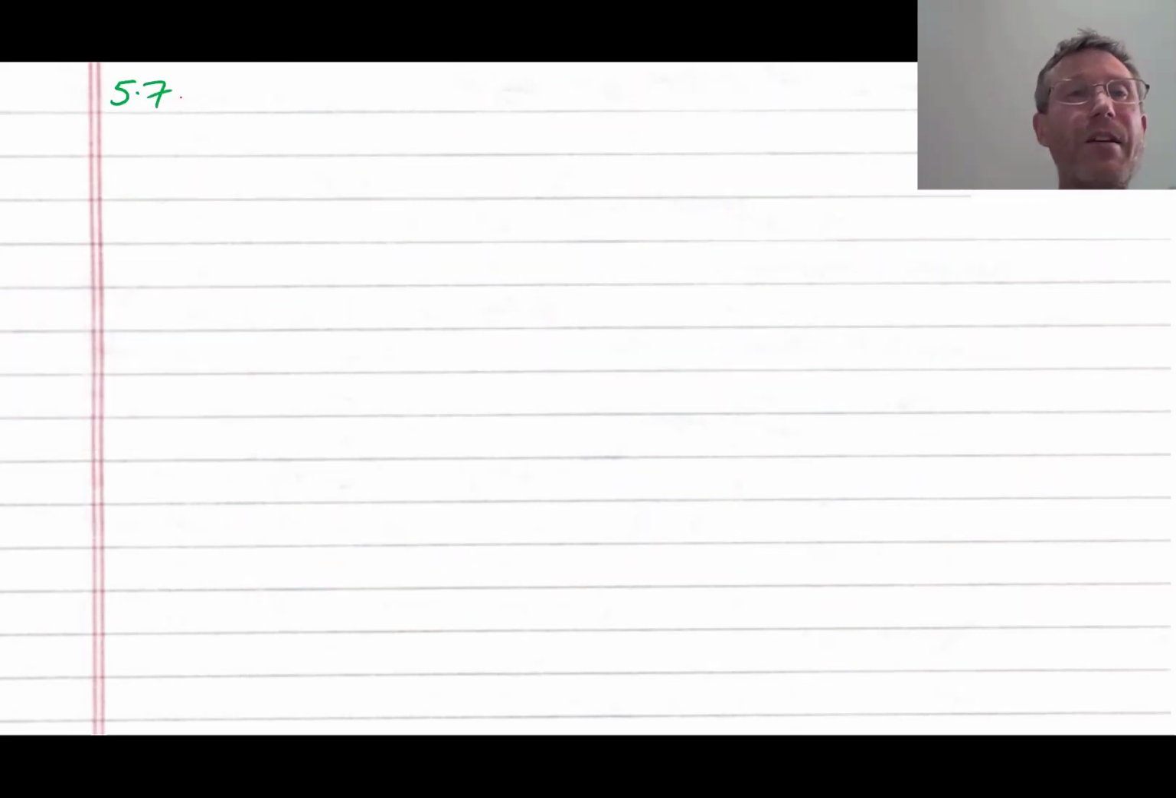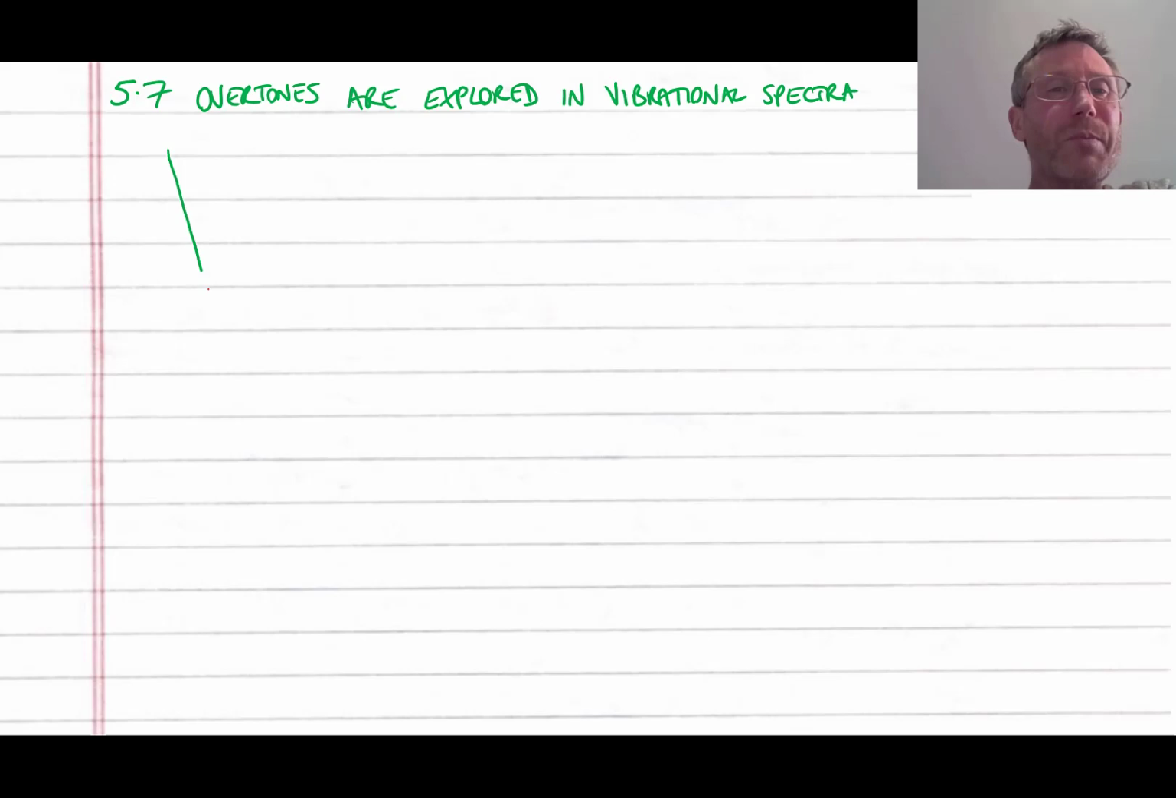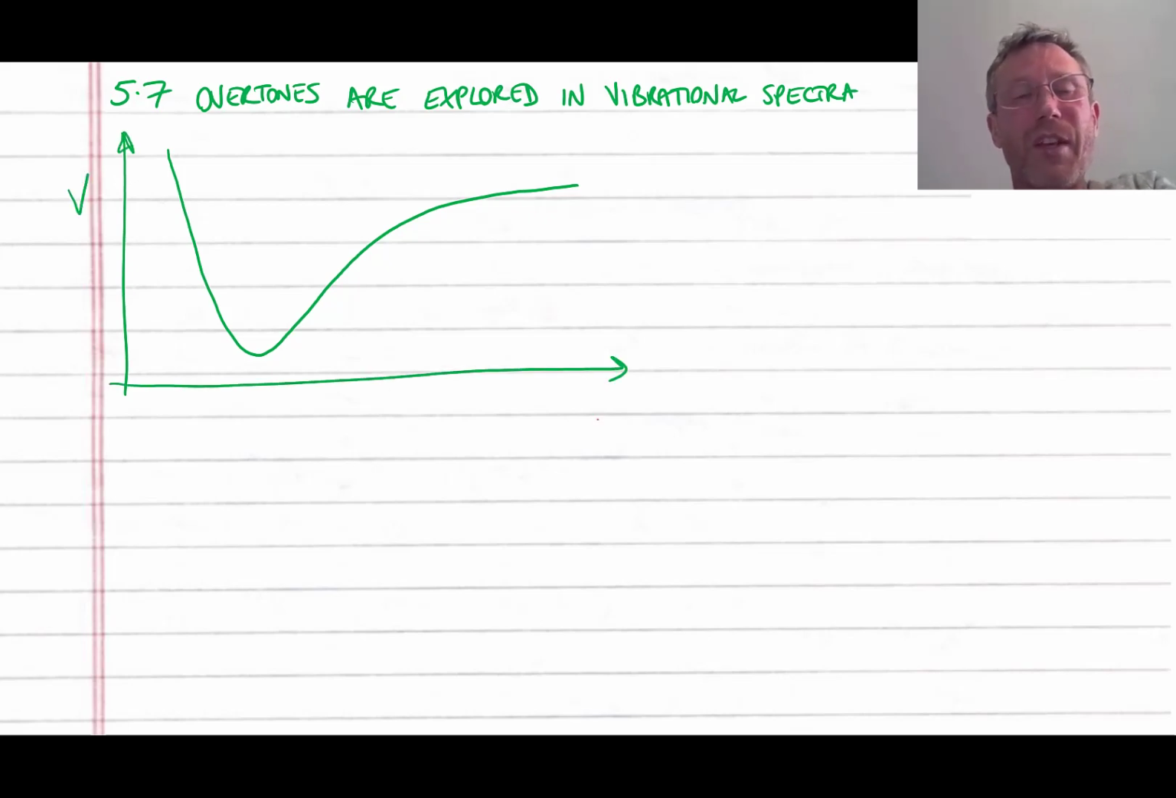Section 5.7. The title is Overtones are explored in vibrational spectra. So let me try and set this up a little bit. I mentioned earlier how we have this Morse potential, and the Morse potential that we've seen looks something like this, and this is our potential energy here as a function of the separation distance. So this might be as a function of, let's say, internuclear separation.